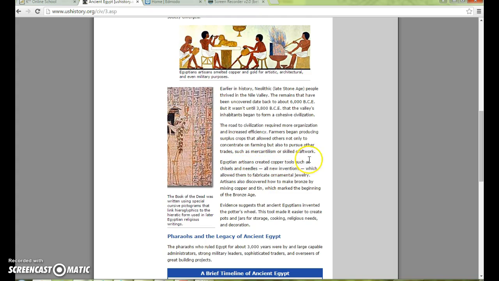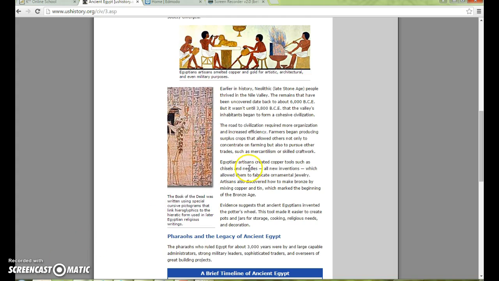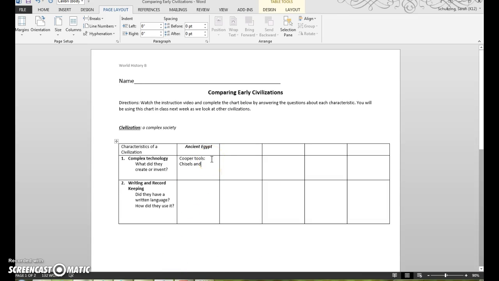Egyptian artists created copper tools such as chisels and needles, all new inventions, which allowed them to fabricate ornamental jewelry. So it says those are new inventions, so we can add them to our list. They created copper tools, and they said they were chisels and needles. Well, that would explain why they had all that elaborate jewelry.